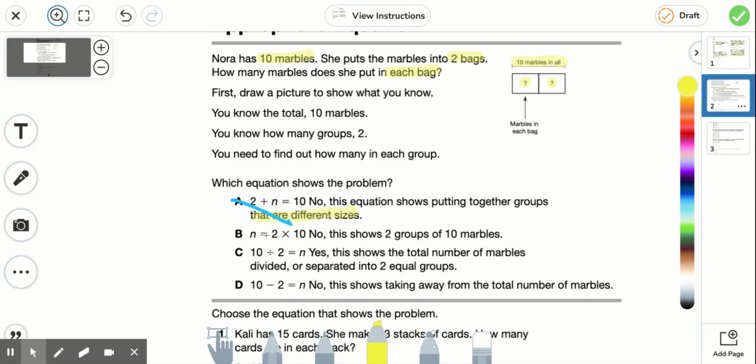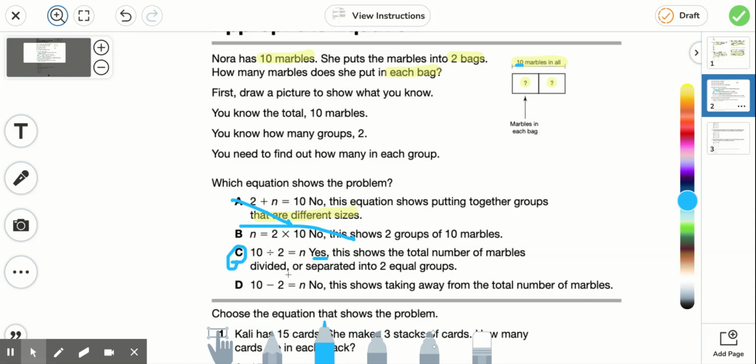B, n equals 2 times 10. Well, this shows 2 groups of 10 marbles. Are there 10 in each of these boxes? No, that one doesn't make any sense either. 10 divided by 2 is a number. Yes, this shows the total number is 10. And it's in equal groups, 2 equal groups. So C is definitely a choice.